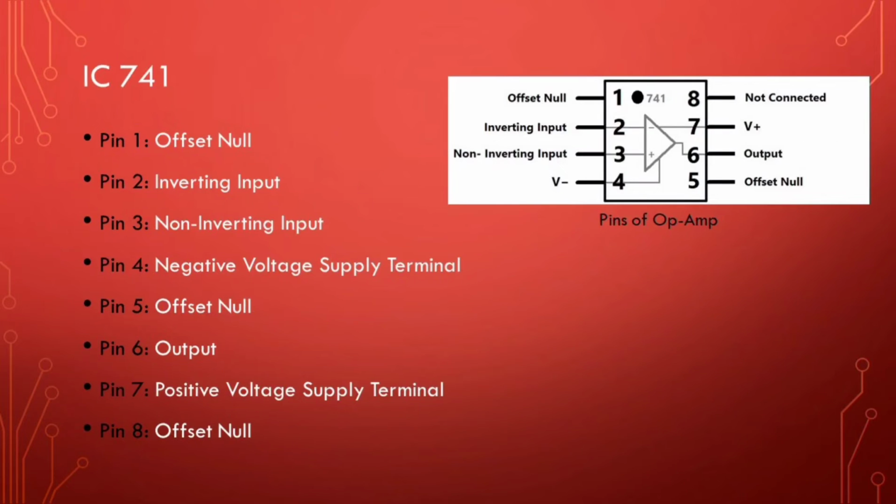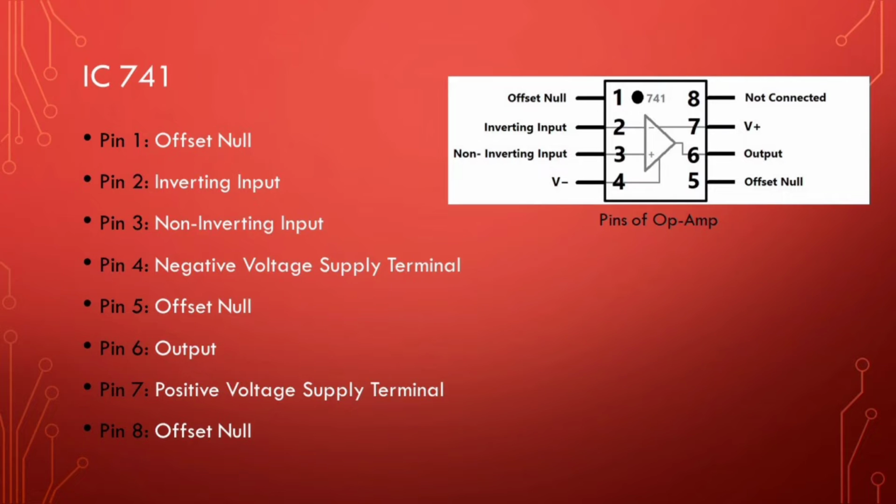The op-amp generally used is IC741, which has 7 functional pins, 4 pins capable of taking input and 1 output pin. A circle is observable on the top side of the op-amp, which indicates that the adjacent pin is pin 1. These are the pins of the op-amp.